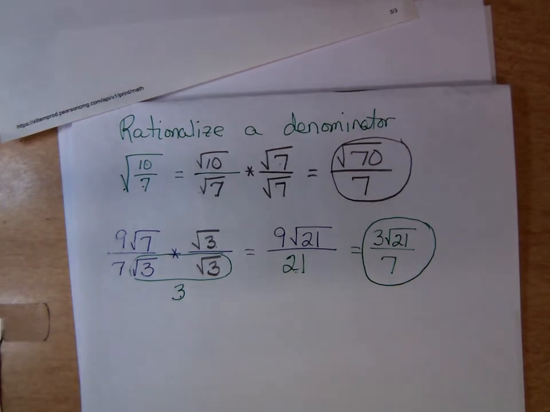Okay? So if someone tells you to rationalize a denominator, just whatever the square root is in the bottom, multiply above and below by it.